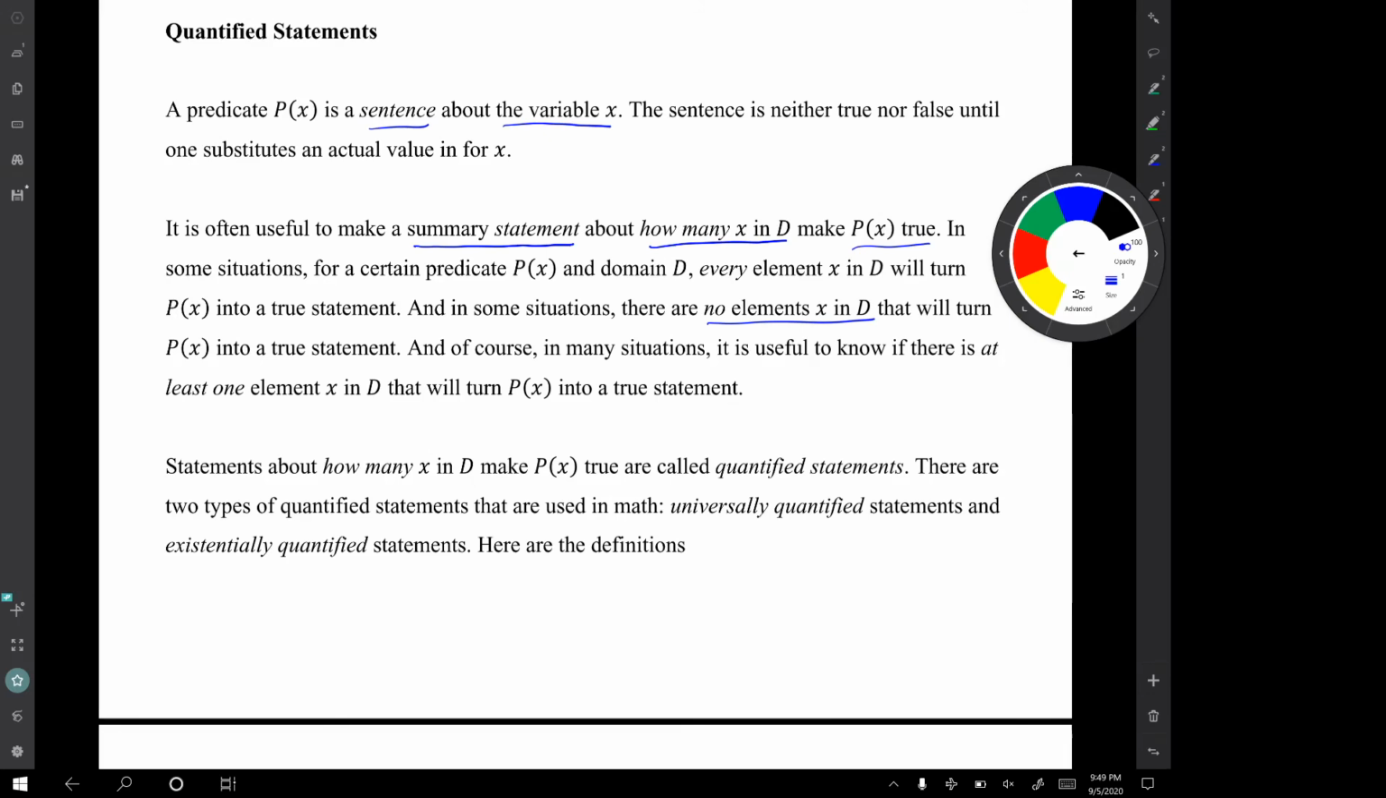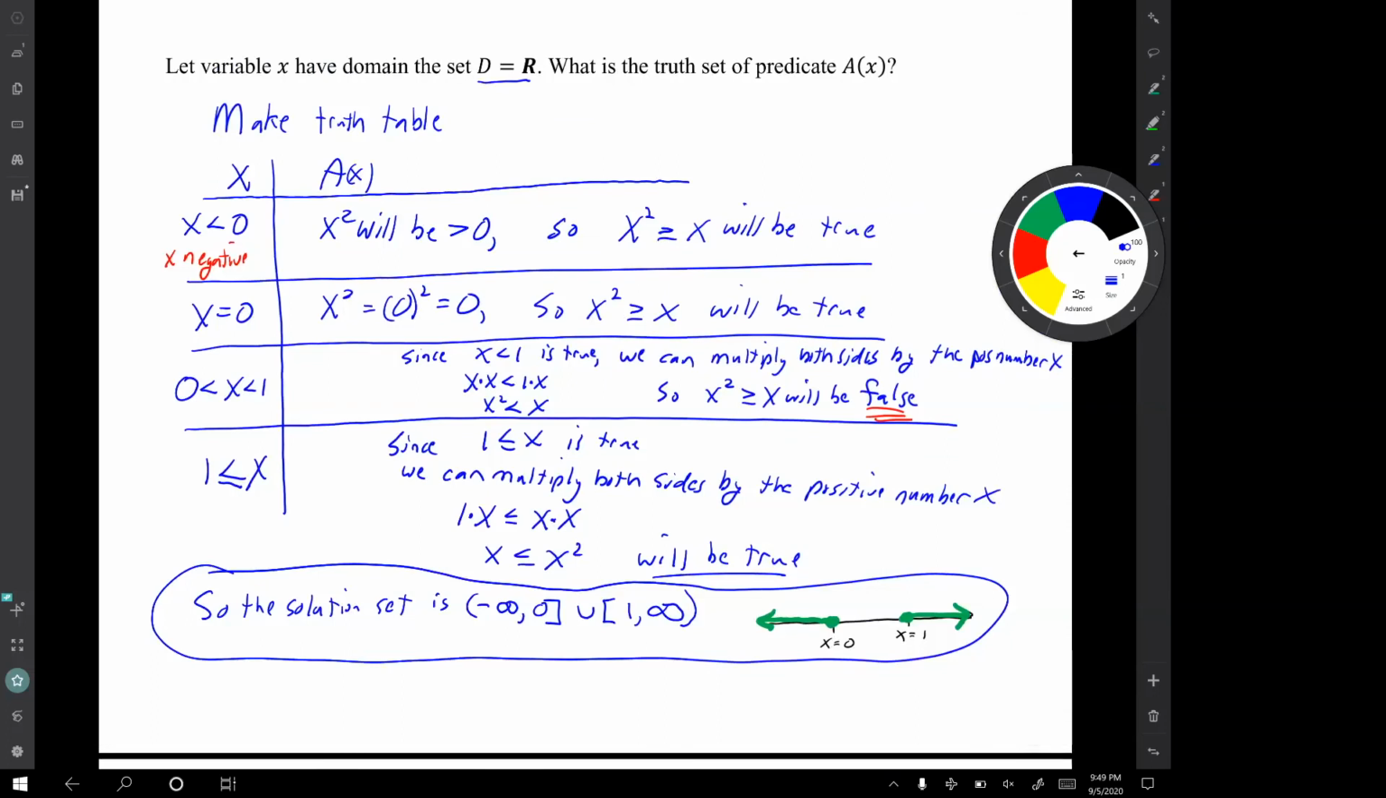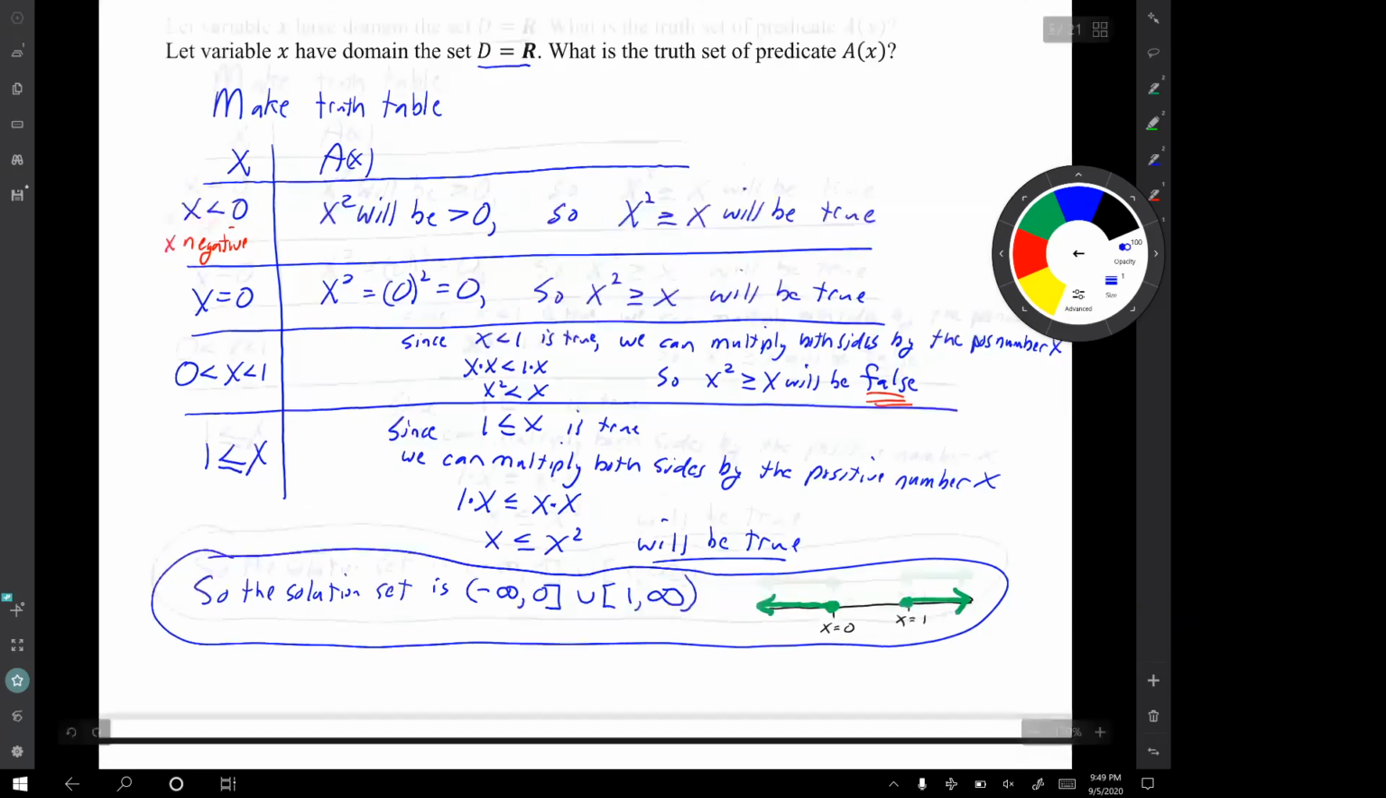Look at our last example. Notice that it's definitely not the case that every real number makes the predicate true. It's also definitely not the case that no real numbers make the predicate true, but it is the case that some real numbers make the predicate true. There's at least one real number. There's a bunch of them. There's an infinite collection of real numbers that make this predicate true.